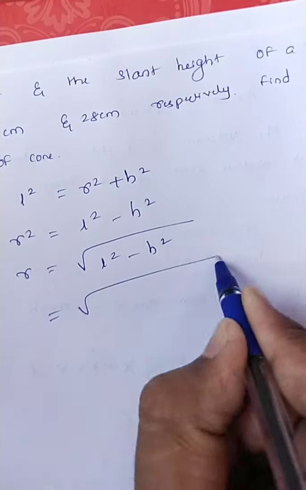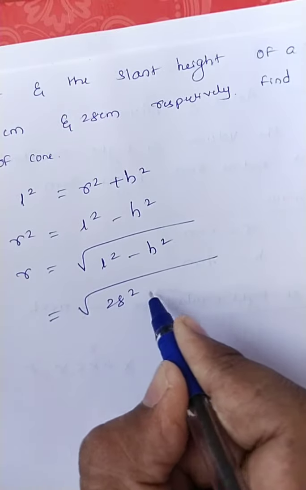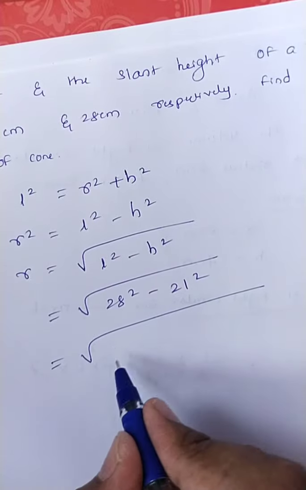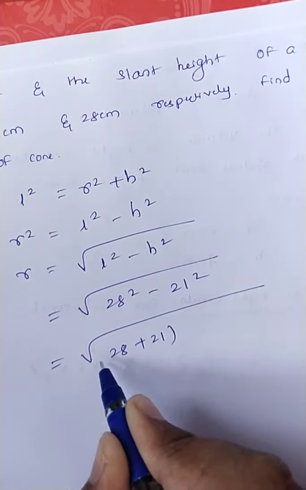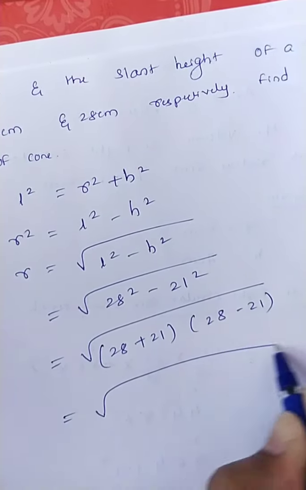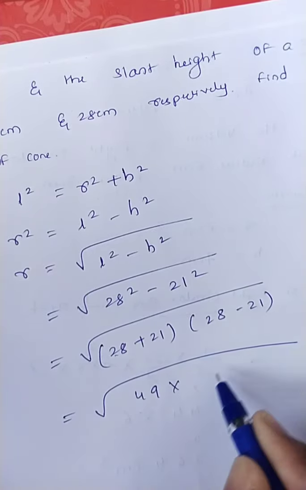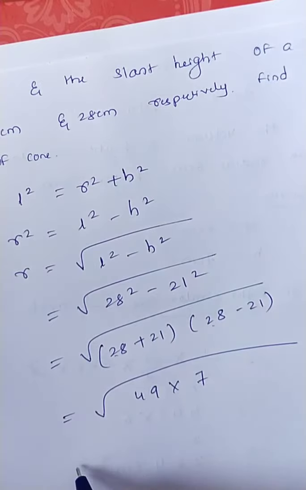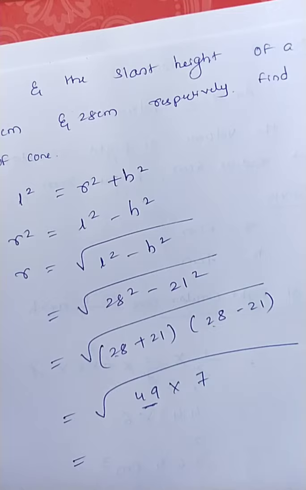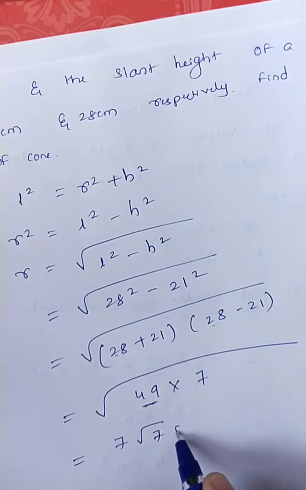Given L is 28 square, and H is given as 21 square. We know the formula A square minus B square. I can write this as 28 plus 21 into 28 minus 21. If I solve this, 28 plus 21 is 49, into 28 minus 21 is 7. So take the root, 49 is a perfect square, so taking 49 outside we get 7 root 7 centimeter.